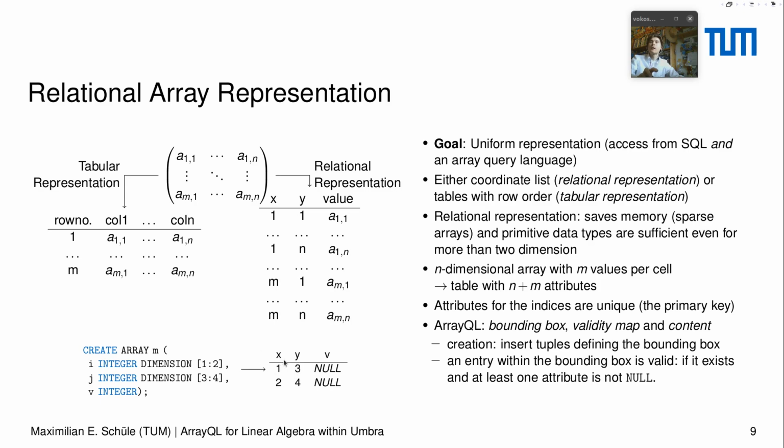Furthermore, ArrayQL has the terms bounding box, validity map, and content. At creation, we insert 2 tuples, defining the bounding box between upper and lower bound. An entry within the bounding box is valid if it exists and at least one attribute is not null.